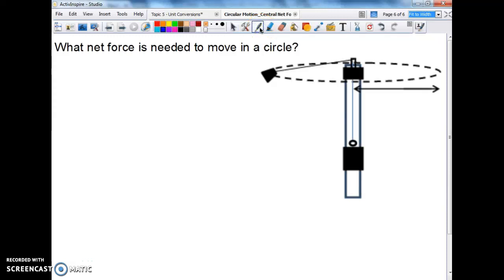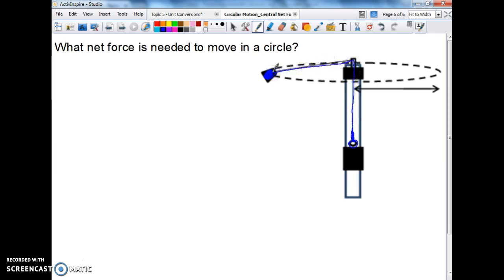Hi all. Okay, so this is a video to help consider the purpose and the analysis of the circular motion / central net force lab. So the question at hand is, what net force is needed to move in a circle? So here we have a stopper, and that stopper is moving in a circle, right? And there's a force sensor, and you should have that force sensor freely read the tension in that string, causing it to go in a circle.